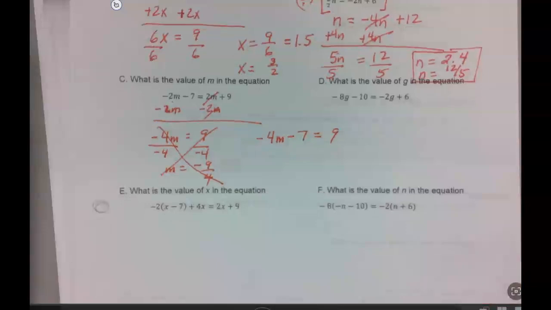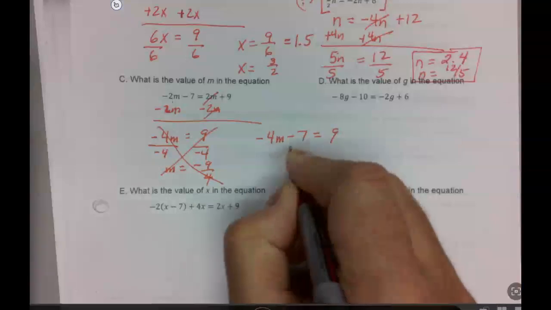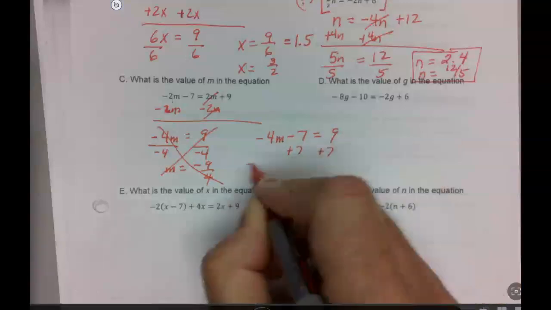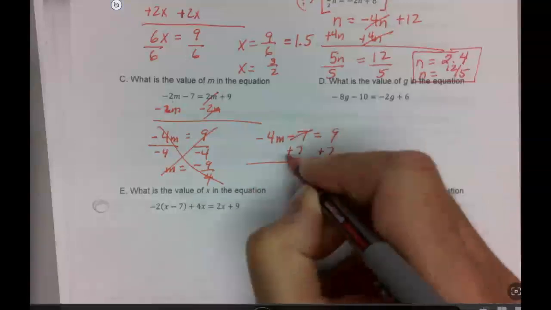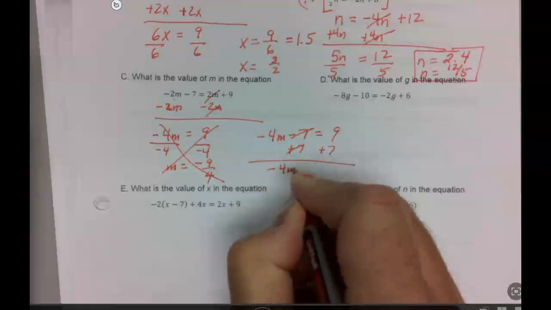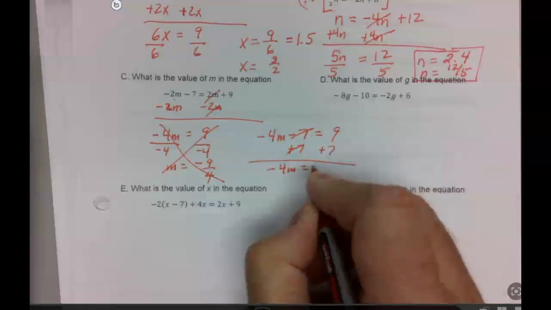Let's see here. Who should I call on? Zamir, what are we going to do next? Divide it? Add 7. Correct? We got to get the m by itself. We got to get it isolated first, correct? So it gives me negative 4m equals what? 16?